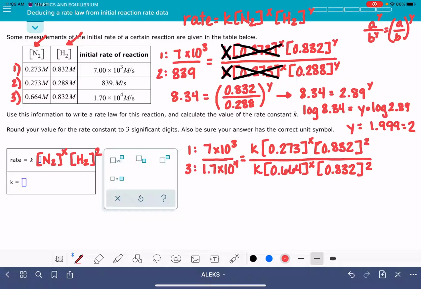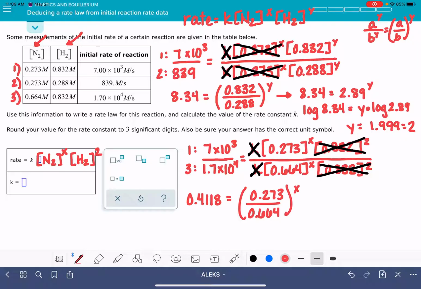I'm going to solve the left-hand side, 7 times 10 to the 3 divided by 1.7 times 10 to the 4. The left-hand side, I have 0.4118. For the right-hand side, I can cancel out the value of K again, and also I can cancel this term out as well. 0.832 raised to the 2 divided by 0.832 raised to the 2, they're just going to cancel. That's going to leave me with 0.273 divided by 0.664, both to the x.